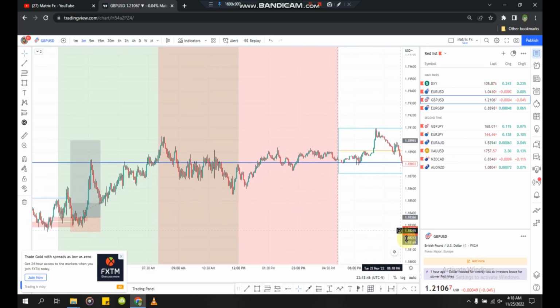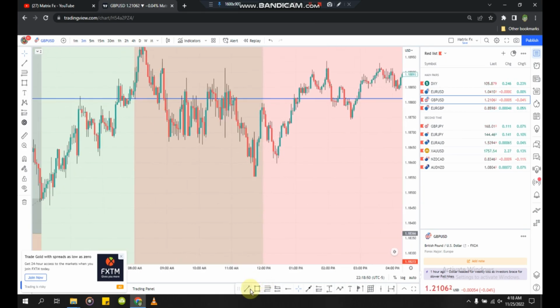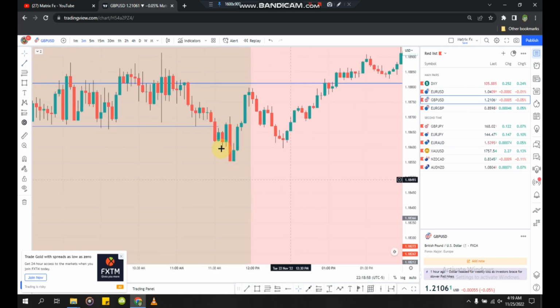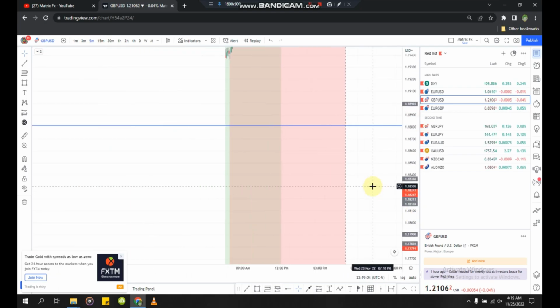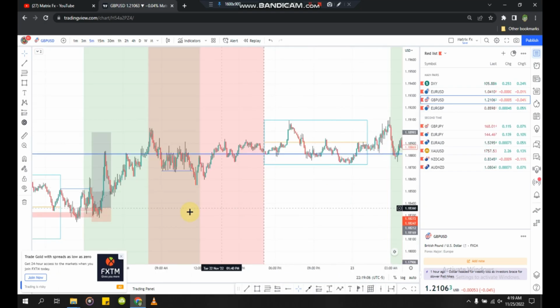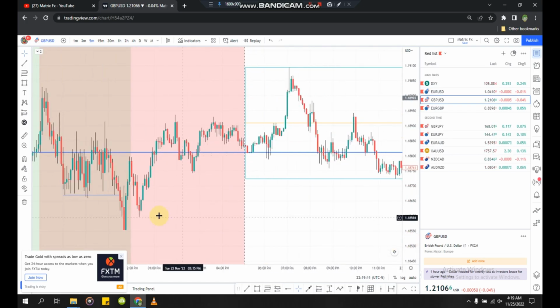Now in the New York session, guess what the market did in the New York session? The market gave us another opportunity, clearing all this liquidity right here. Cleared it right there. Now let's just go back to the 5 minutes, because if we are to look at the market from the 3 minutes, you'd just be seeing setup after setup.